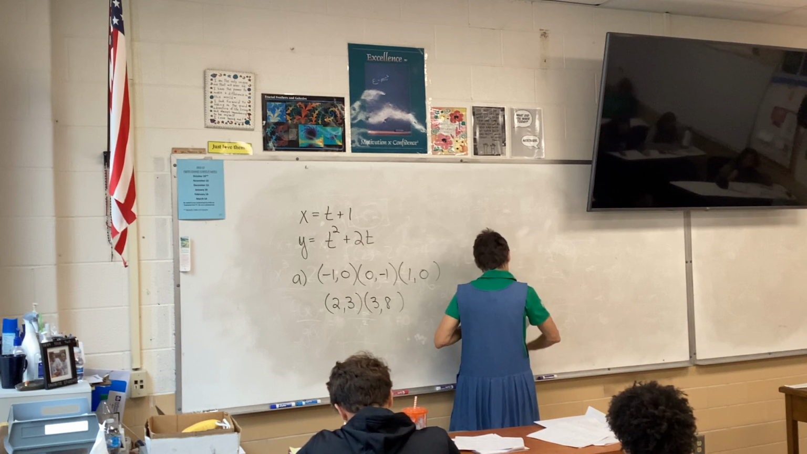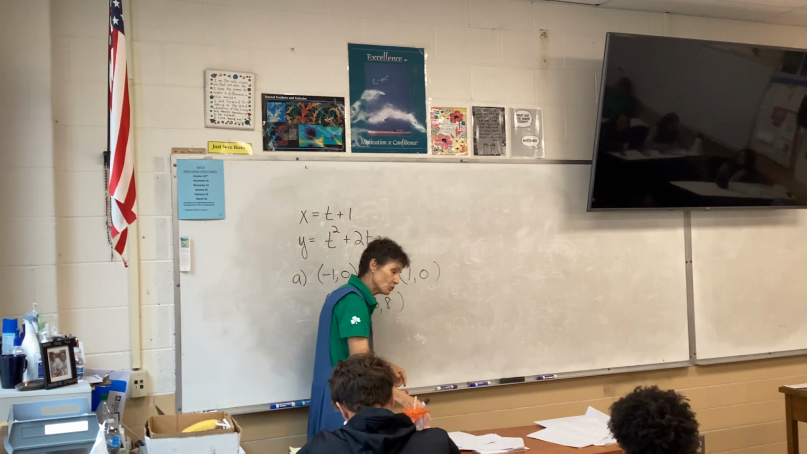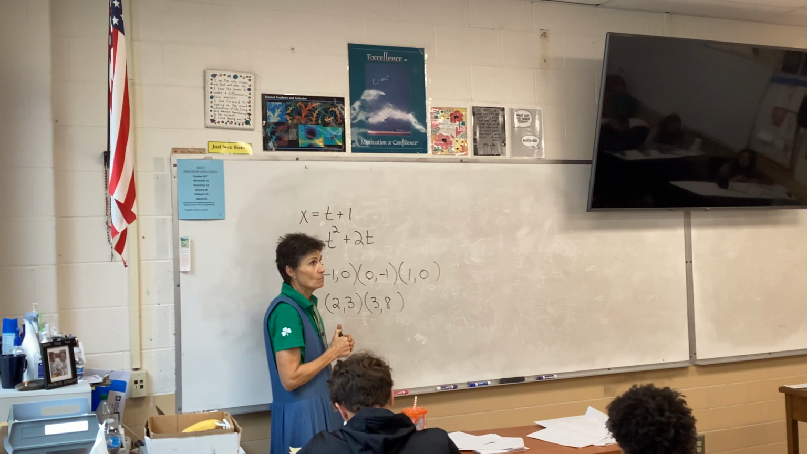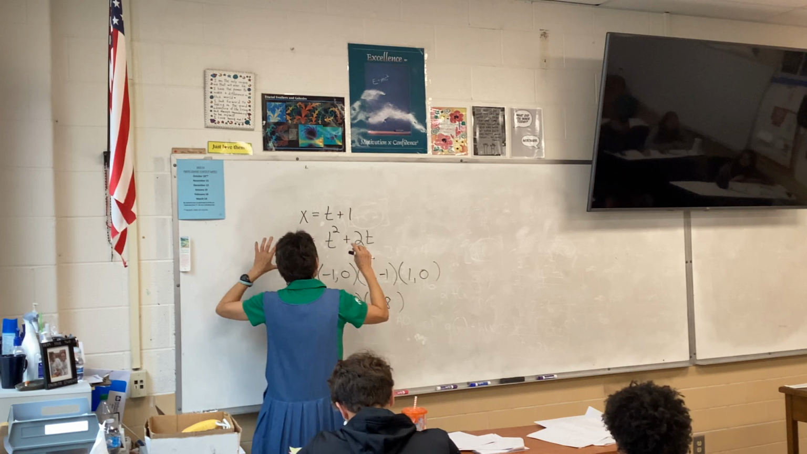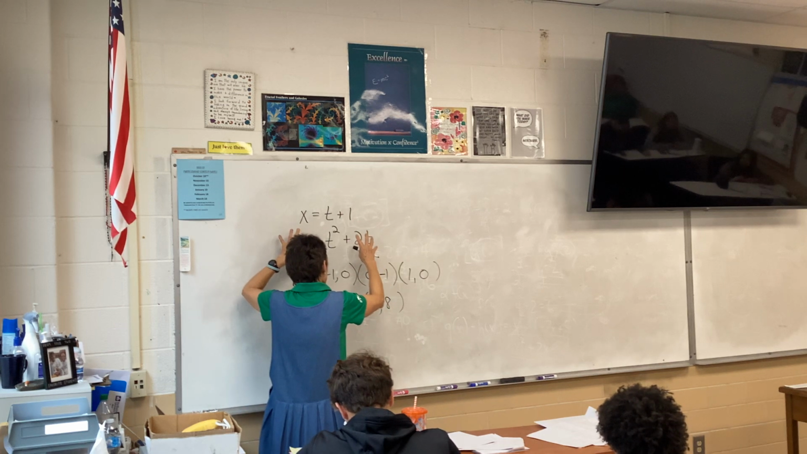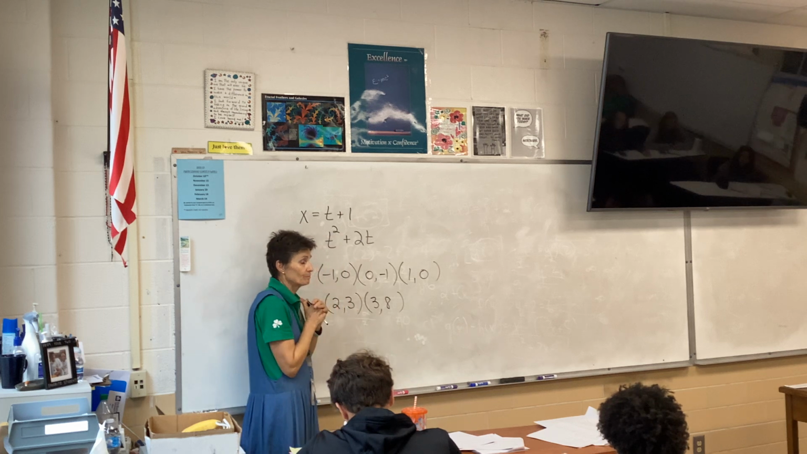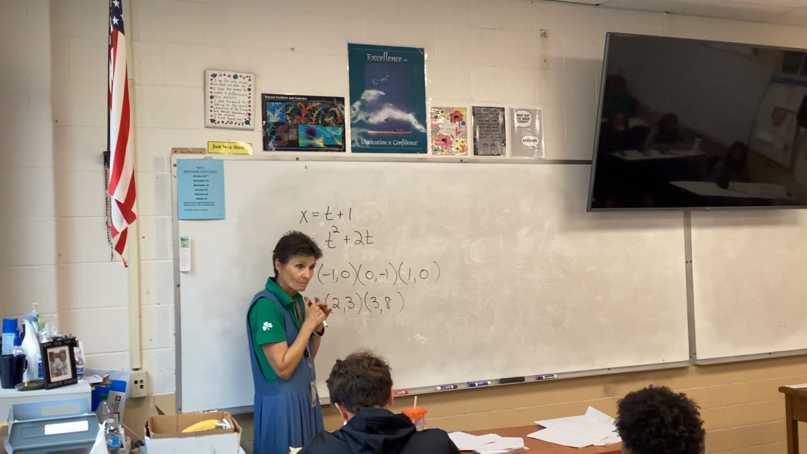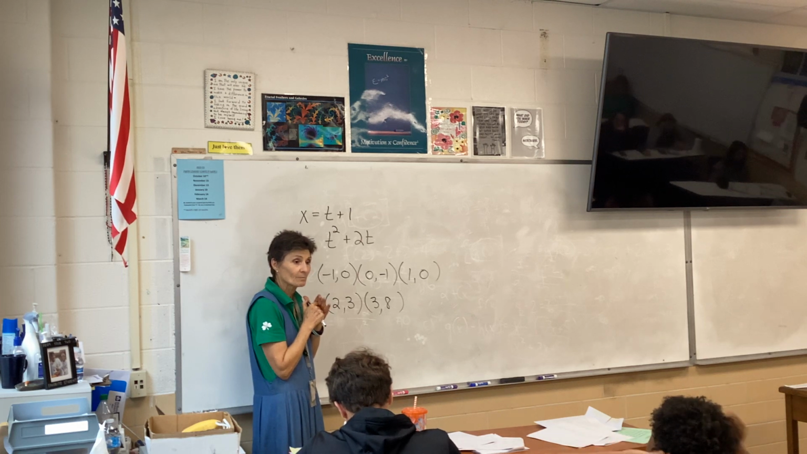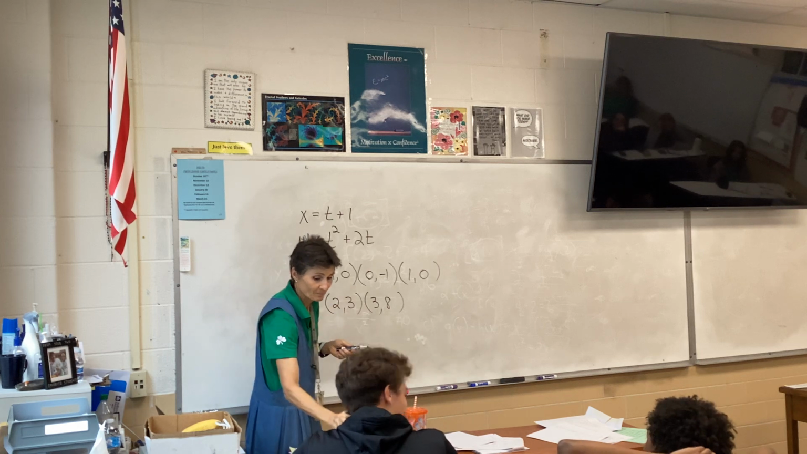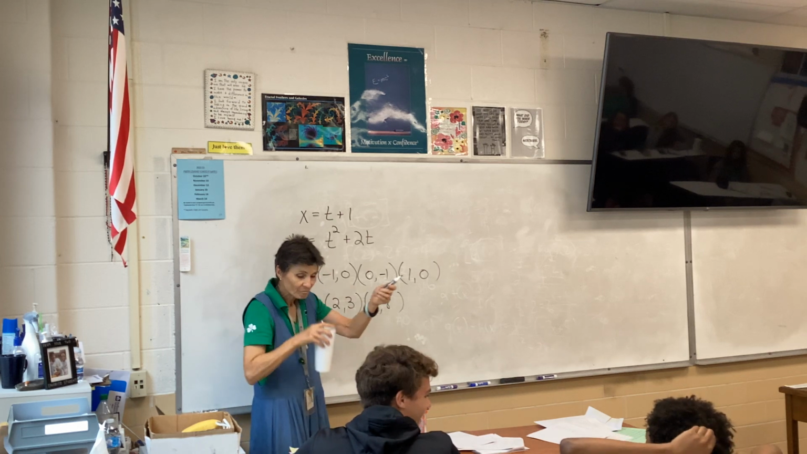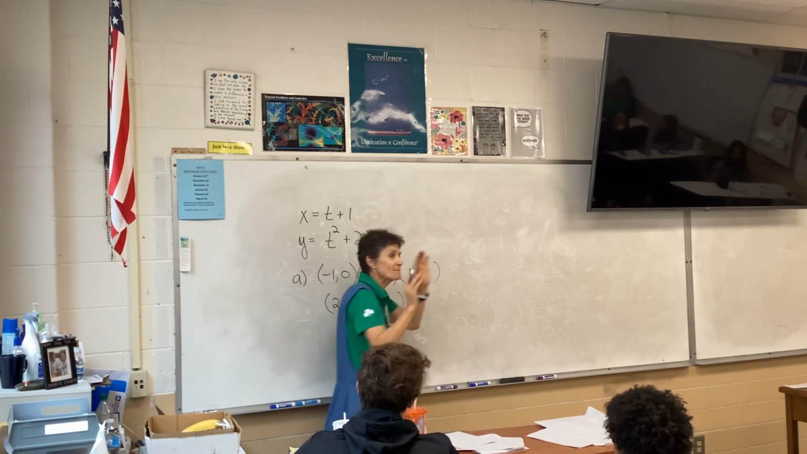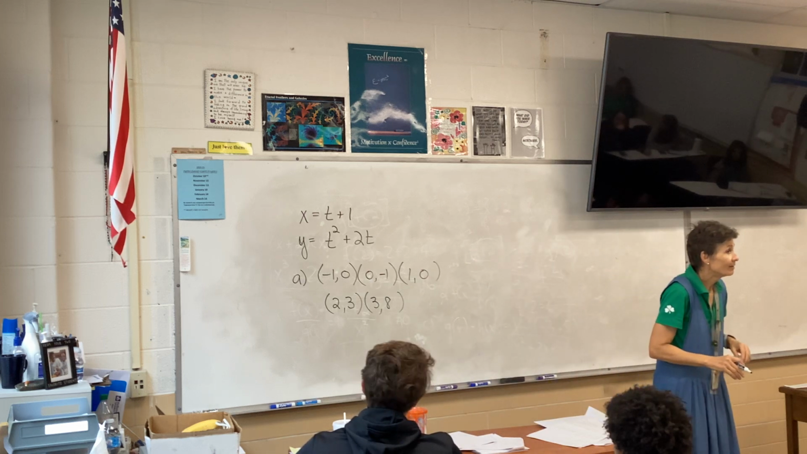B, eliminate the parameter. In other words, find the algebraic relationship between x and y. So, can you somehow combine these equations so there's no more t? Yes, you say yes. How? Maybe set both of them equal to. Tess has got it. What, Tess? Talk loud. You always talk so soft. X minus 1 equals t and then plug in.